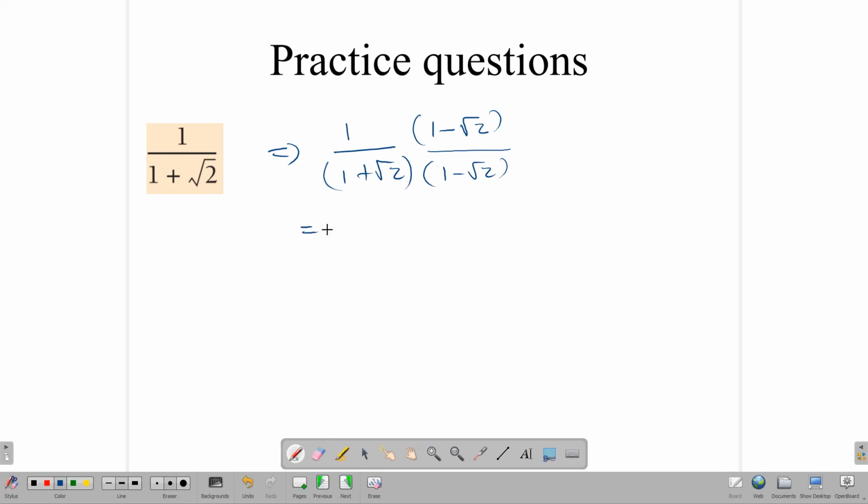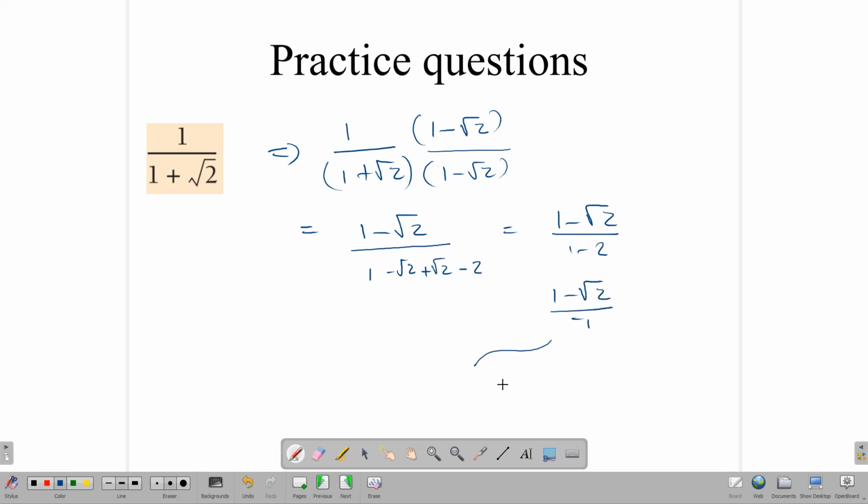In the numerator, what we will get is 1 minus root 2. In the denominator, 1 times 1 is 1, 1 times minus root 2 is minus root 2, and root 2 times 1 is root 2. You notice that these are going to cancel out each other. And root 2 times root 2 is root 4, which is 2, but it's a minus here, so it's minus 2. What that gives us is 1 minus root 2 over 1 minus 2, which is 1 minus root 2 over negative 1, which we can also write as root 2 minus 1. So that's how we rationalize the denominator of this.